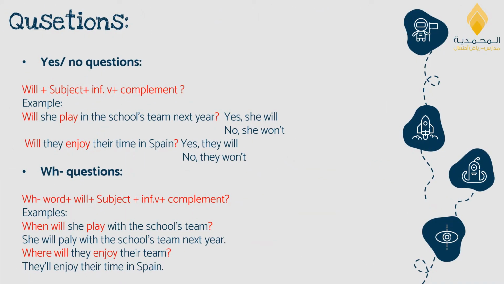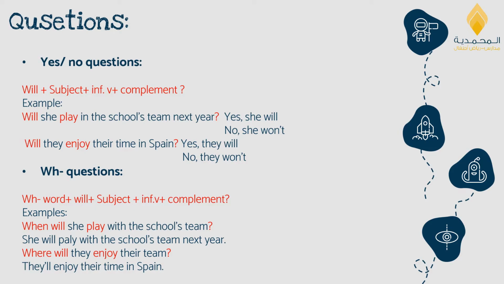For the questions, as we used to, we have two types of questions: yes or no questions and WH questions. Let's discuss together how we form questions using will. First of all, we are going to start with yes or no questions. The structure is as the following: will, followed by the subject with the infinitive form of the verb plus the complement, and don't forget the question mark. Examples. Will she play in the school's team next year?